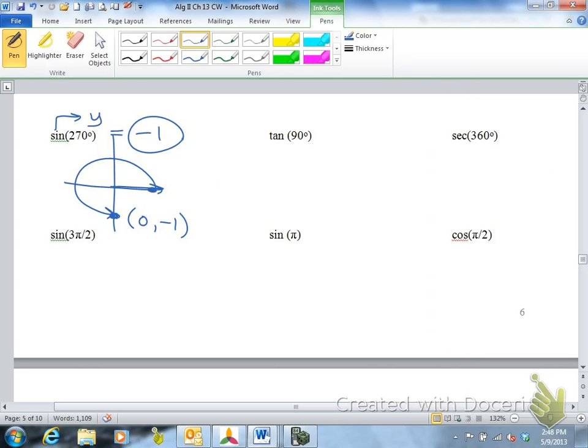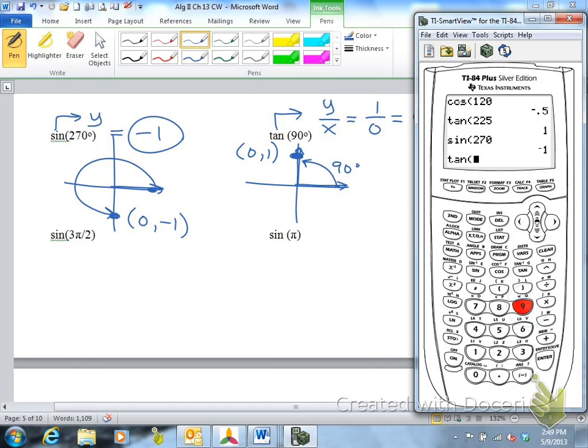If we did tangent of 90 degrees, this is the angle. The coordinates of this point would be 0, 1, and tangent corresponds to y over x. Y divided by x, the y coordinate is 1, x coordinate is 0, 1 divided by 0 is undefined. To verify that, in case you don't trust me, tangent of 90 is domain error. It's undefined.